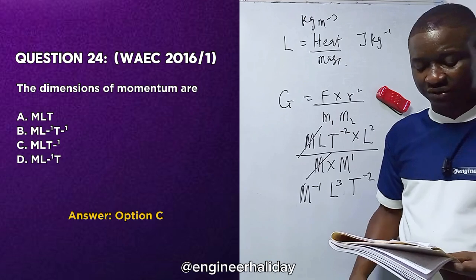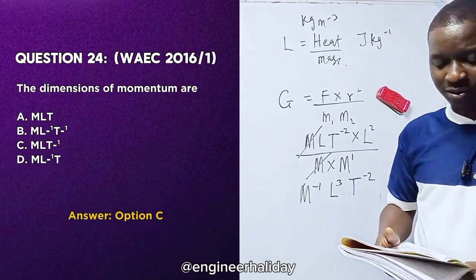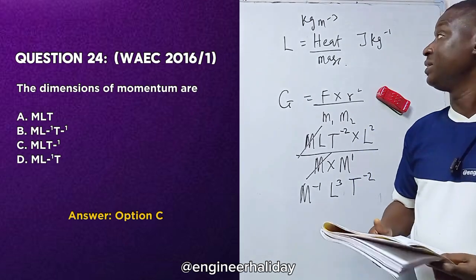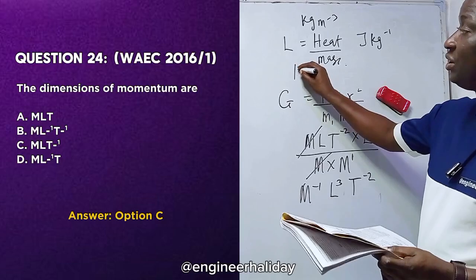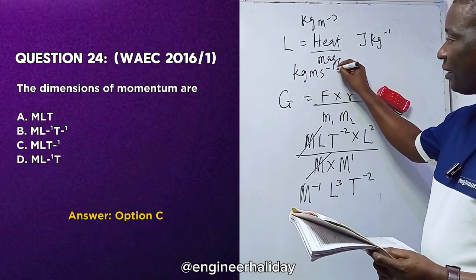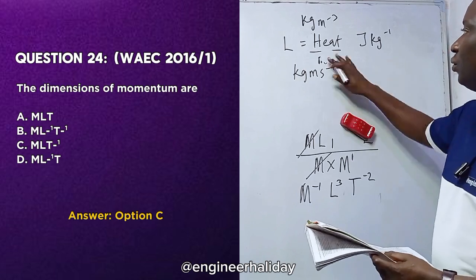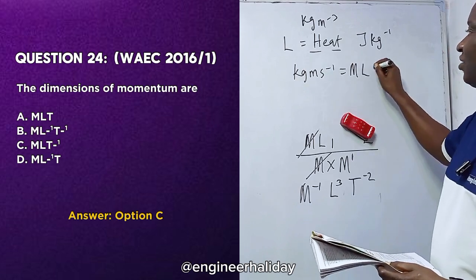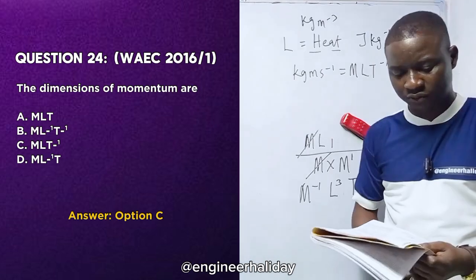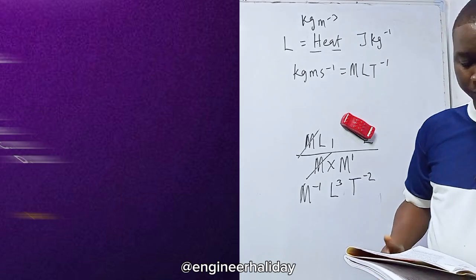T minus 1, which is C, is the answer to that question. ML kg meter per second. If it's kg meter per second, so the unit will be MLT minus 1. That is momentum. So that is 24 for you.